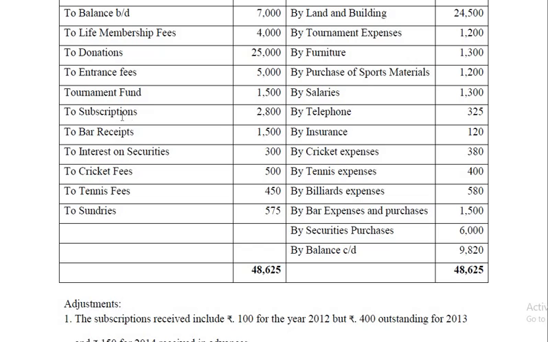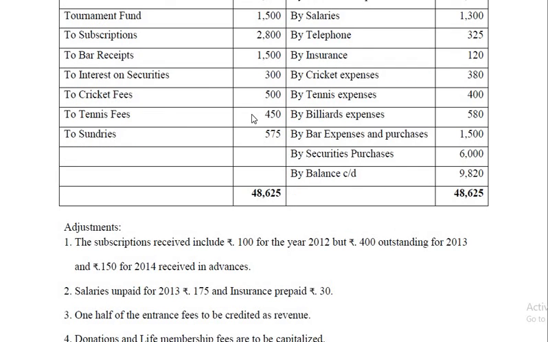Alright, next two subscriptions, 2800. Regarding this, I already told you: last year's amount if received, deduct; this year's outstanding should be added; next year's subscription received, if included, to be deducted.